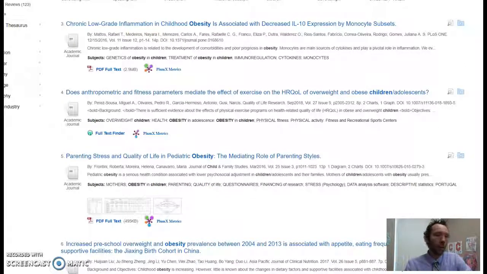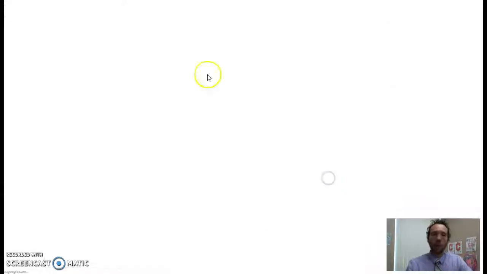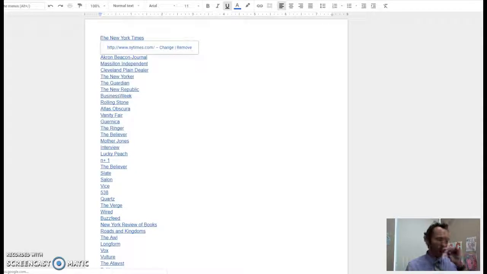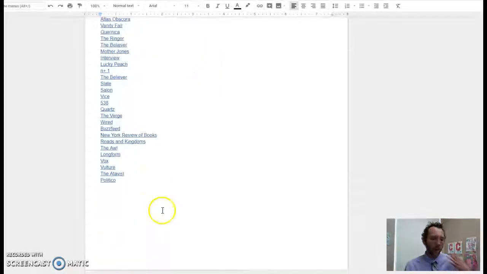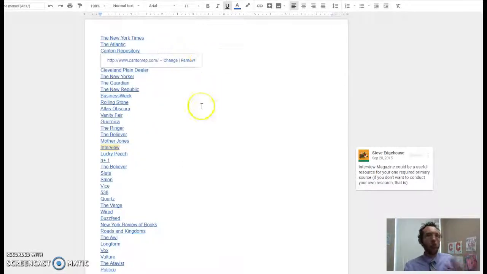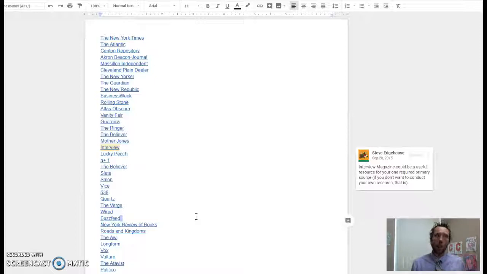Anyway, so 2 of your sources are going to come from a database. 2 of your sources are going to be popular. You can have a lot more than 5 sources, by the way. We're talking bare minimums. So I try to keep a rolling list of the most useful, popular sources out there. So if you stray from this list, that is on you to evaluate that source and to justify its inclusion in your essay or your annotated bibliography, which is fine.